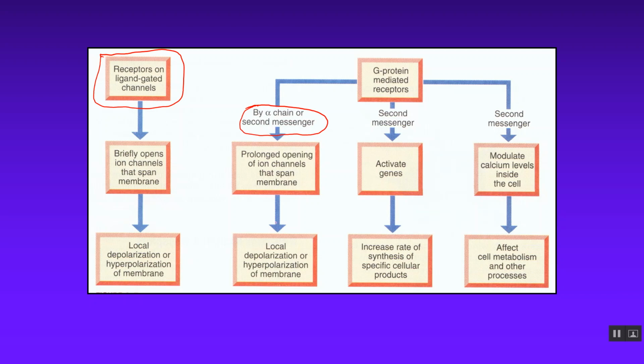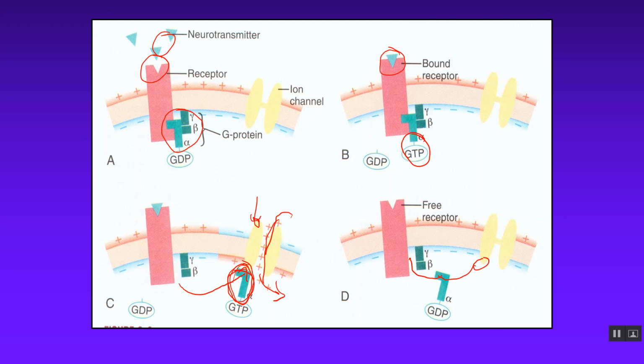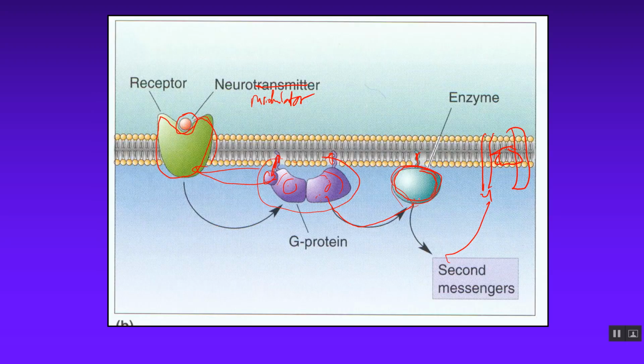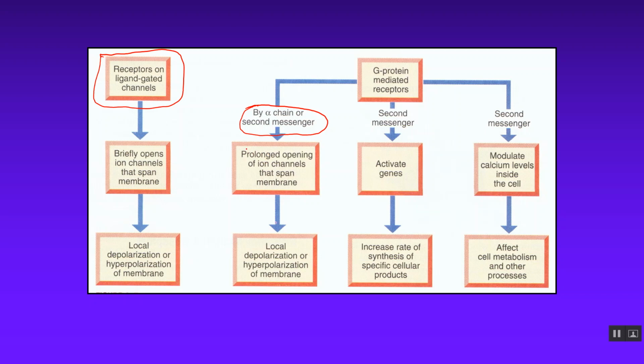And either the alpha chain or the second messenger, if I go back here, this is the alpha chain activation. This is just where that alpha chain went over and opened up an ion channel. Or the second messenger from the enzyme producing the second messenger can go and activate the protein channel to open or close, okay? So that causes more prolonged opening or closing of ion channels. It can cause depolarization or hyperpolarization. So it can cause excitation or inhibition, but for a longer period of time, okay, directly by acting on one of the ion channels.